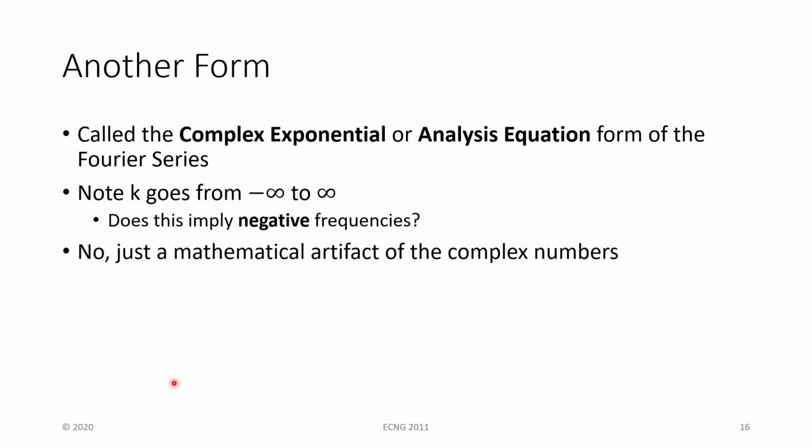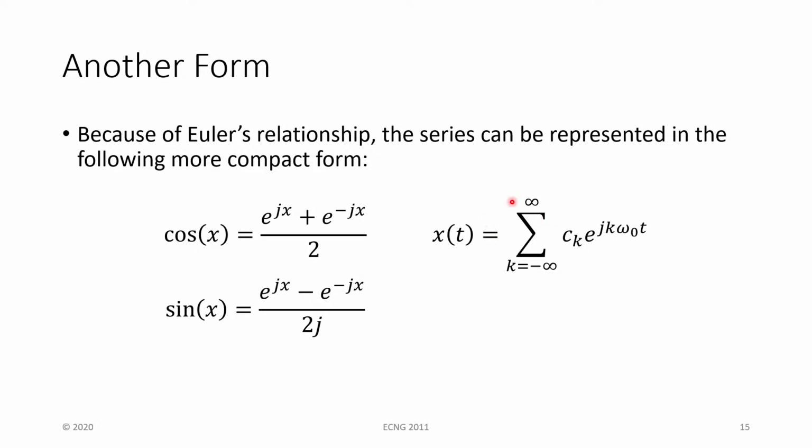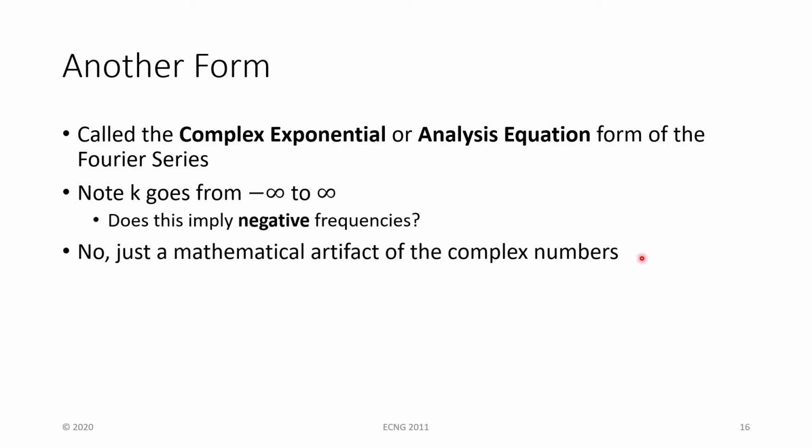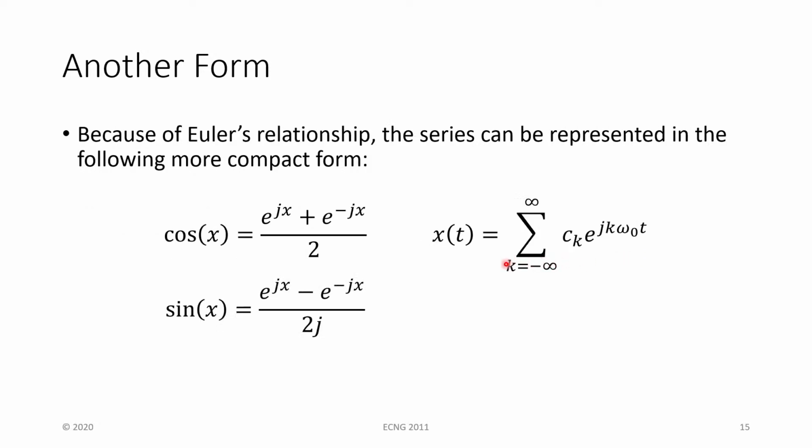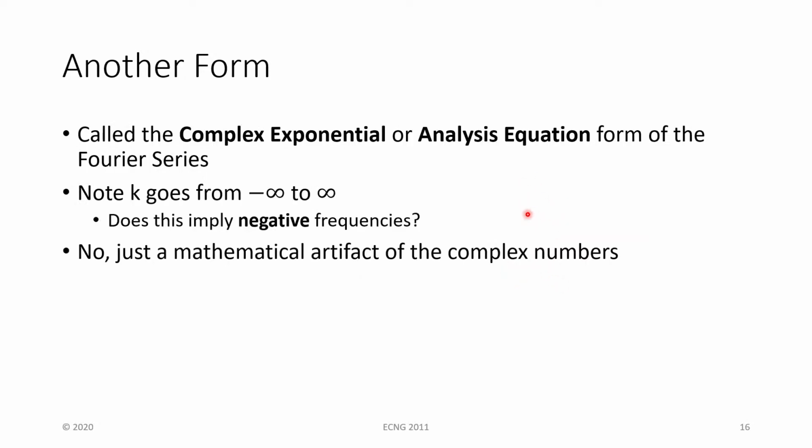So this equation here, which we refer to as x of t equals the summation series of c_k e^(j k omega naught t), is what we refer to as the complex exponential or analysis form of the Fourier series. And the summation series, as we just saw here, went from k equals negative infinity up to k equals positive infinity.